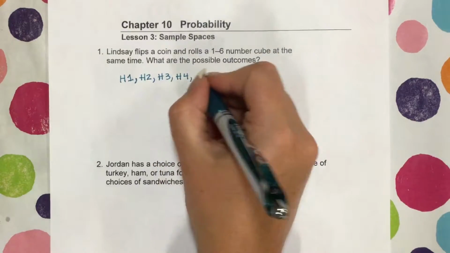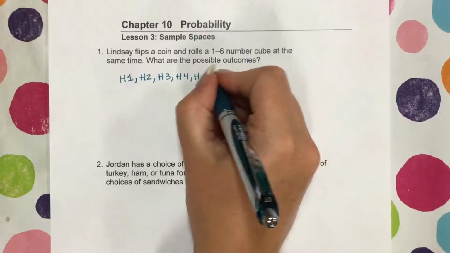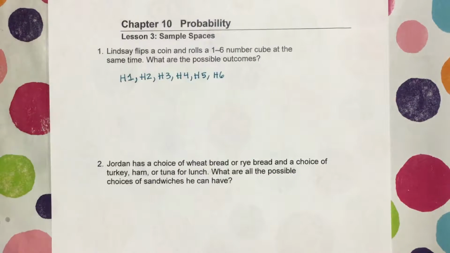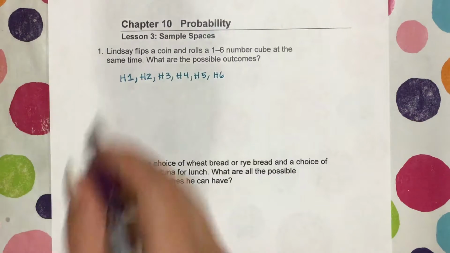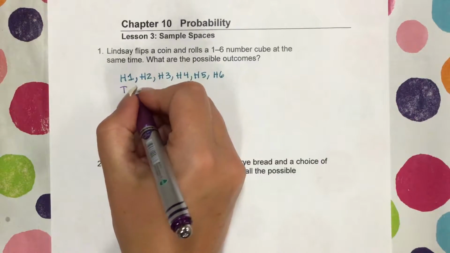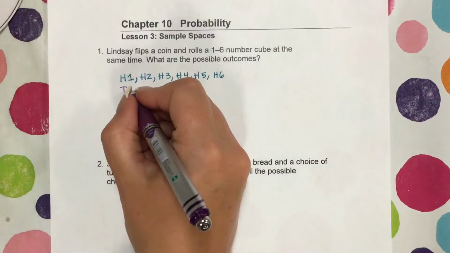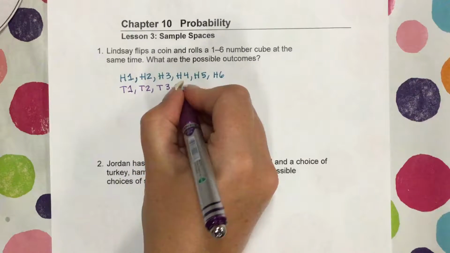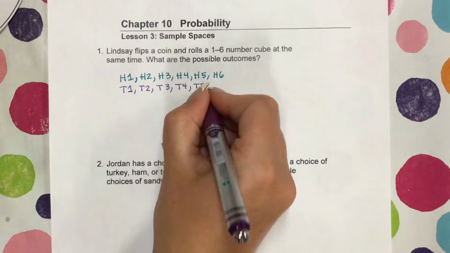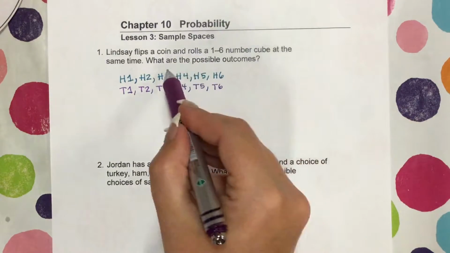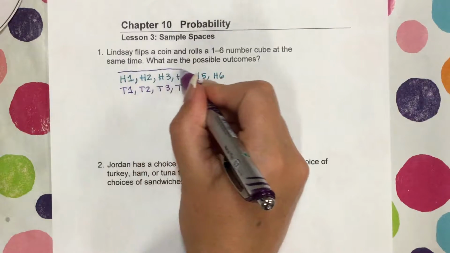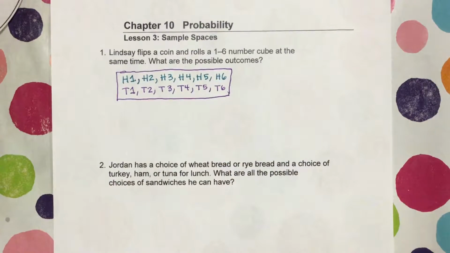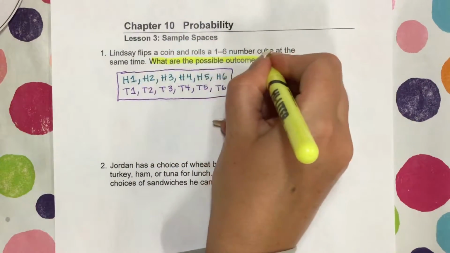We can do this in a tree diagram or a list. I'll do a list. Okay, so we can have heads. If we have heads first, H is for heads, we could roll a 1. Okay, so that would be one option. Or we could have heads and roll a 2. We could have heads and roll a 3. We could have heads and roll a 4. We could have heads and roll a 5. Or heads and roll a 6. Those are all the possibilities for heads.